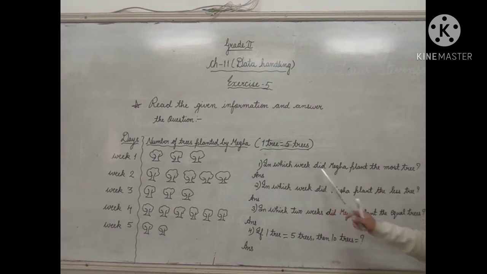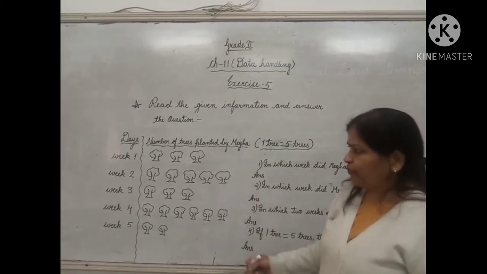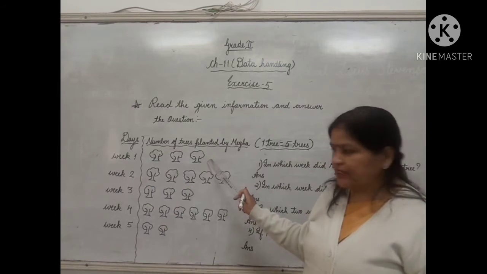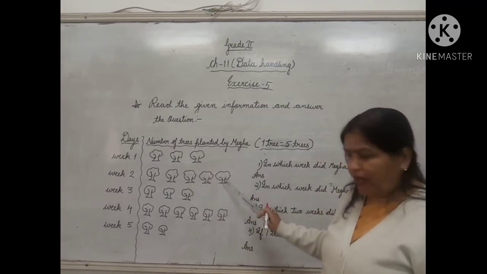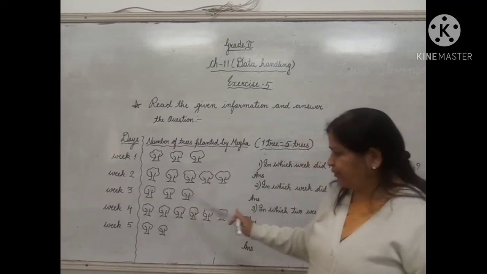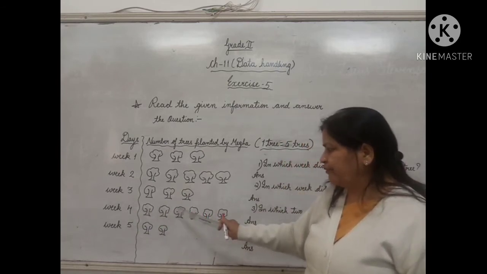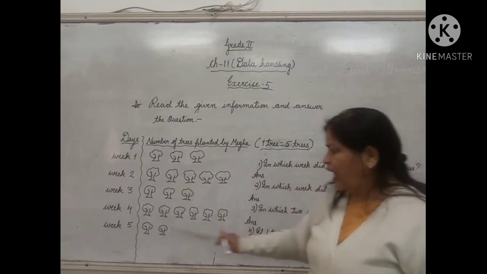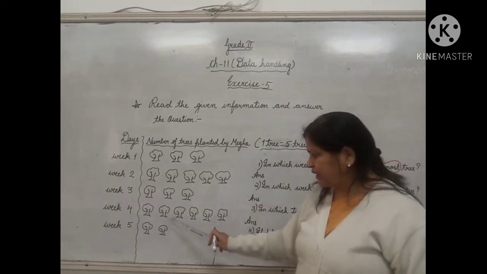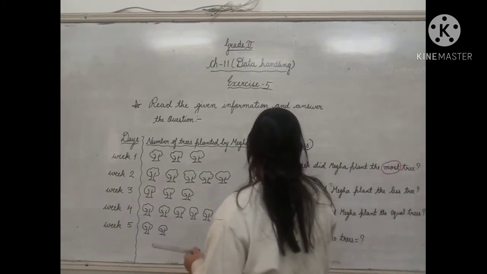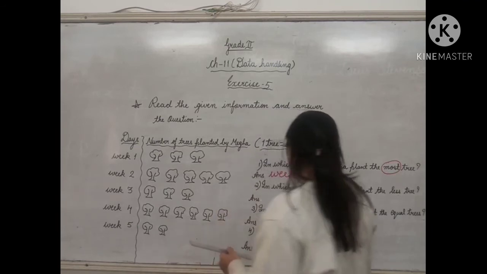In which week did Megha plant the most trees? Here the most means number of more trees. So, in which week did Megha plant the most trees? You have to find. In week 1, total number of trees 15. In week 2, total number of trees 5, 10, 15, 20, 25. In week 3, total number of trees 15. In week 4, 5, 10, 15, 20, 25, 30. And in week 5, 10. So, in which week did Megha plant the most trees? In week 4. So, in the answer, you have to write down week 4.